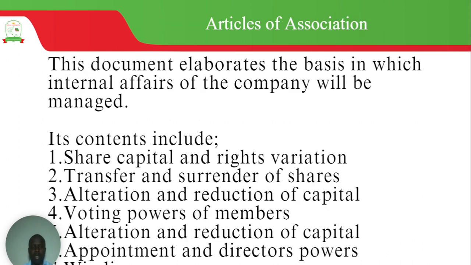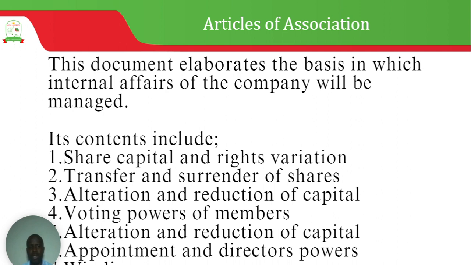Now, the other document, like we have said in the company constitution, very important, is the Articles of Association. And we are saying it is a document that is going to elaborate the basis on which the internal affairs of the company will be managed. And some of the contents of the articles of association include the share capital and rights variation. That is very important to note.